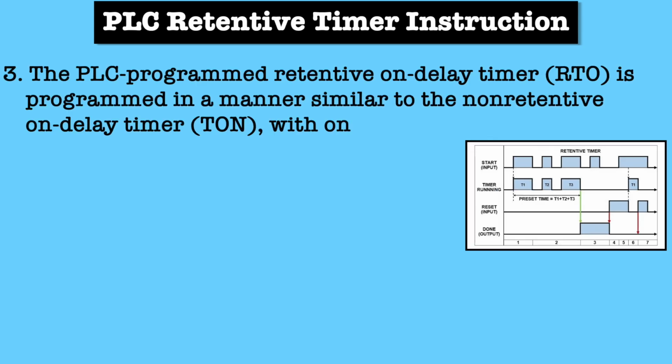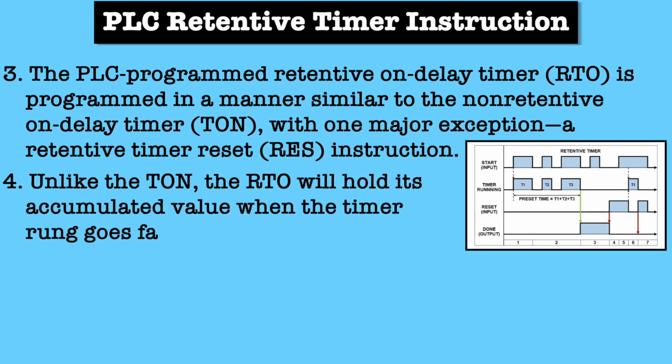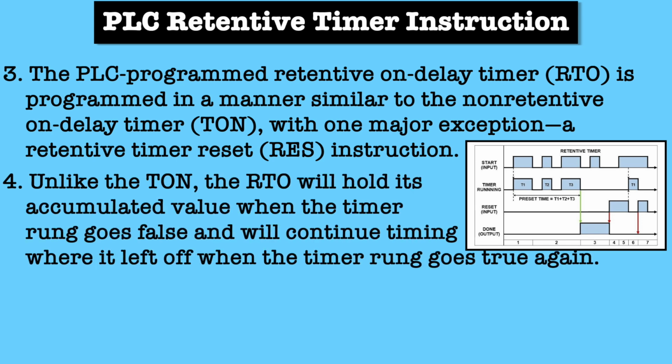The PLC programmed retentive on delay timer, RTO, is programmed in a manner similar to the non-retentive on delay timer TON, with the major exception of the retentive timer reset instruction, that is the RES instruction. Unlike the TON timer, the RTO, the retentive timer, will hold its accumulated value when the timer run goes false and will continue timing where it left off when the timer run goes true again.